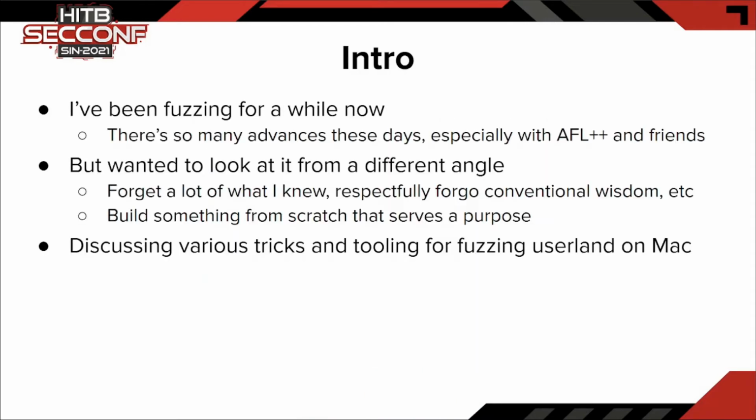But I've been fuzzing for a while now. And there's a lot of advances these days with AFL++, and really doing state-of-the-art fuzzing built up on AFL. But I want to look at it from a different angle. Honestly, I just forgot a lot of what I knew and what was conventional wisdom. And I wanted to build something from scratch that really served a purpose for what I was looking for. So that's what we'll be talking about today, just the various tricks and going over some of the tooling for fuzzing userland specifically on Mac.